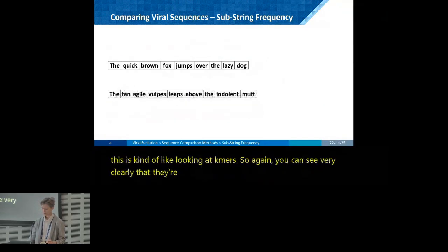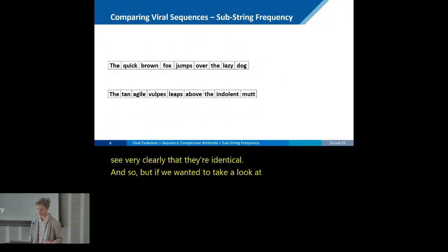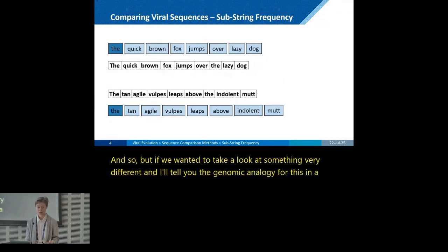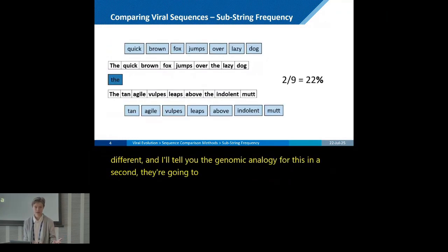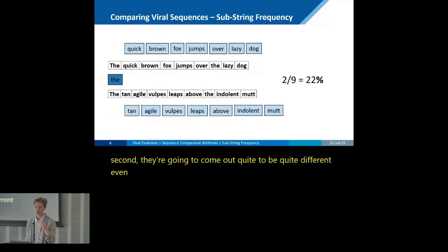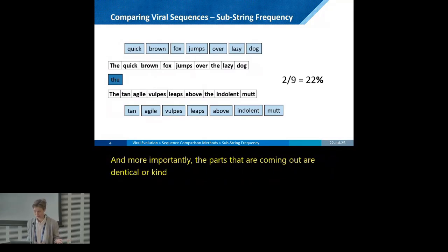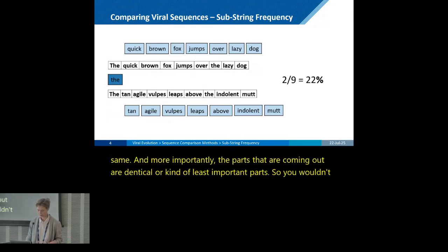But if we wanted to take a look at something very different, and I'll tell you the genomic analogy for this in a second, they're going to come out to be quite different, even though the information in them is the same. And more importantly, the parts that are coming out identical are the least important parts. So you wouldn't necessarily care about them being the same.